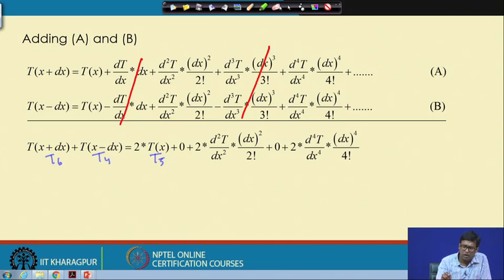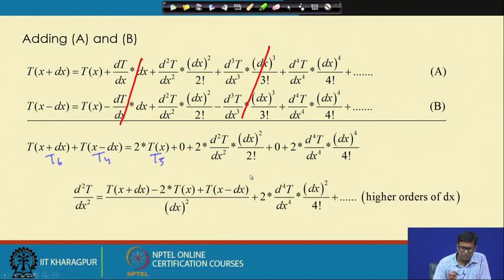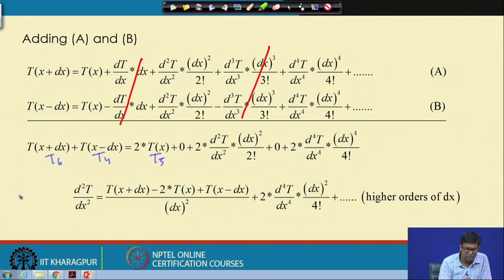So, we will do a little rearranging here. If we rearrange the equation, we can write d2T/dx square is equal to T(x+dx) minus 2T(x) plus T(x-dx), these are the temperatures at those finite points, divided by dx whole square, plus some fourth derivative into dx square whole square divided by factorial 4 plus higher orders of dx. Right now, we are not writing them because they are even smaller numbers.